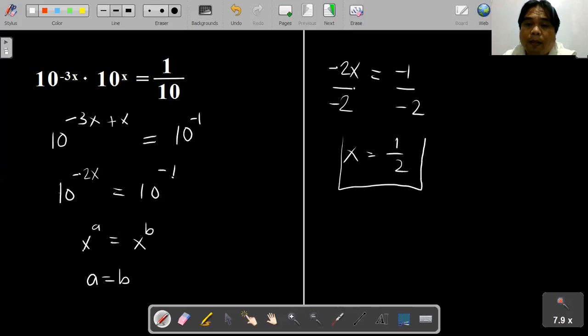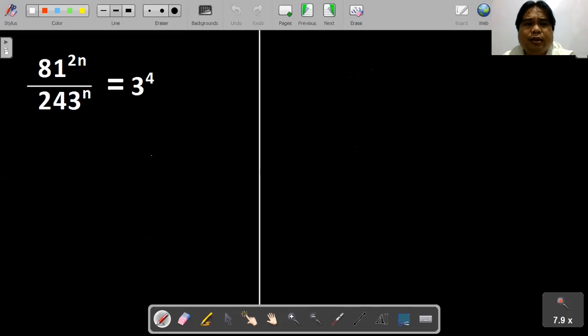That's the value of our x in this specific example. Okay, let's move on to our second example. Here's our second example: 81 to the power of 2n over 243 to the power of n is equal to 3 to the power of 4.